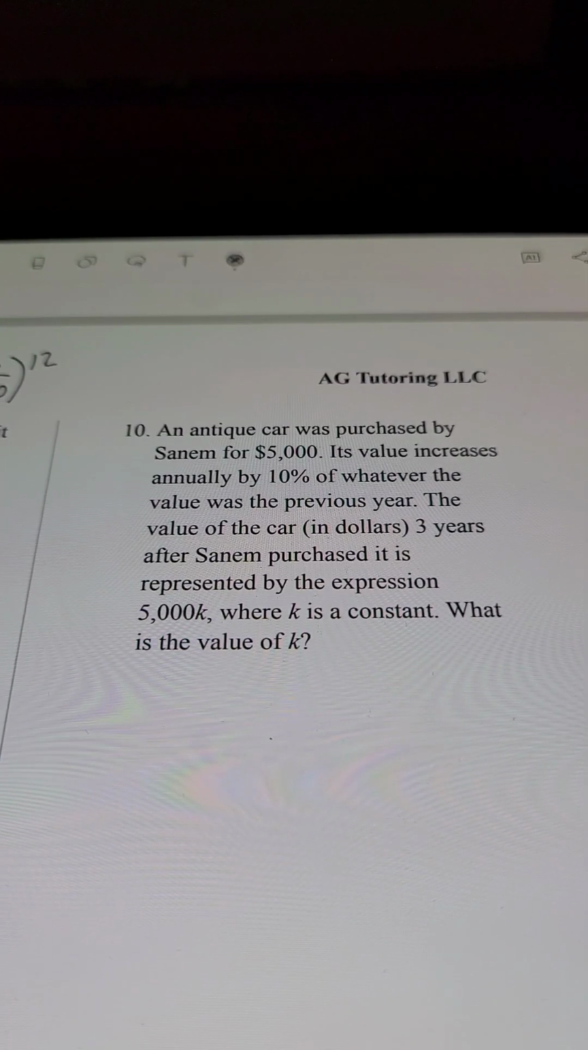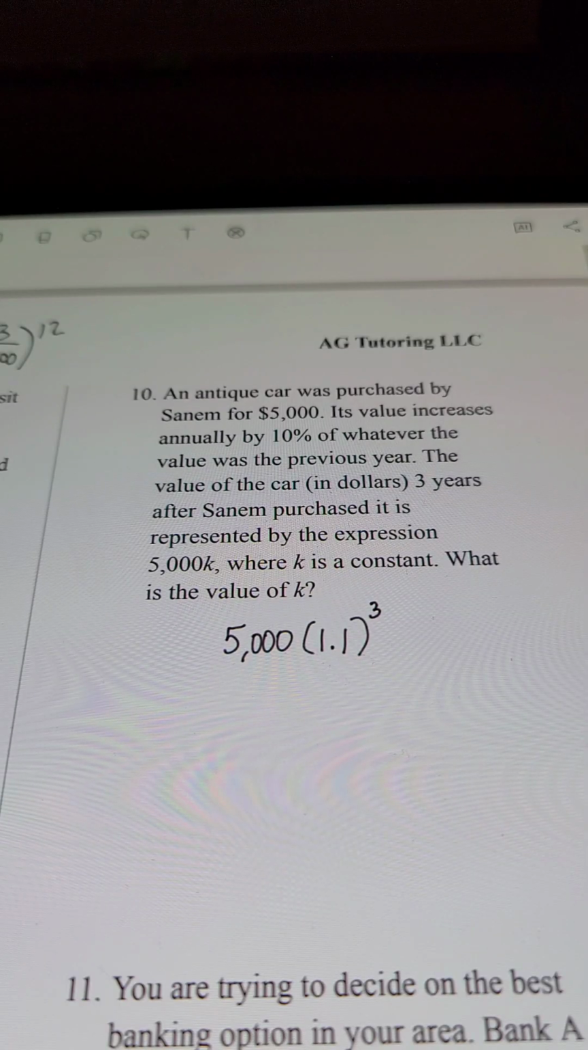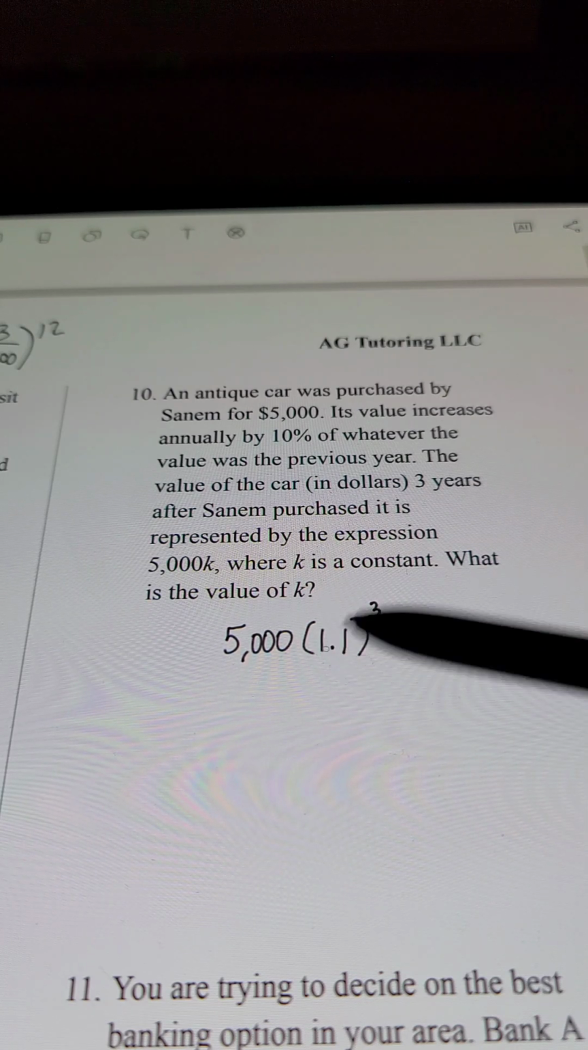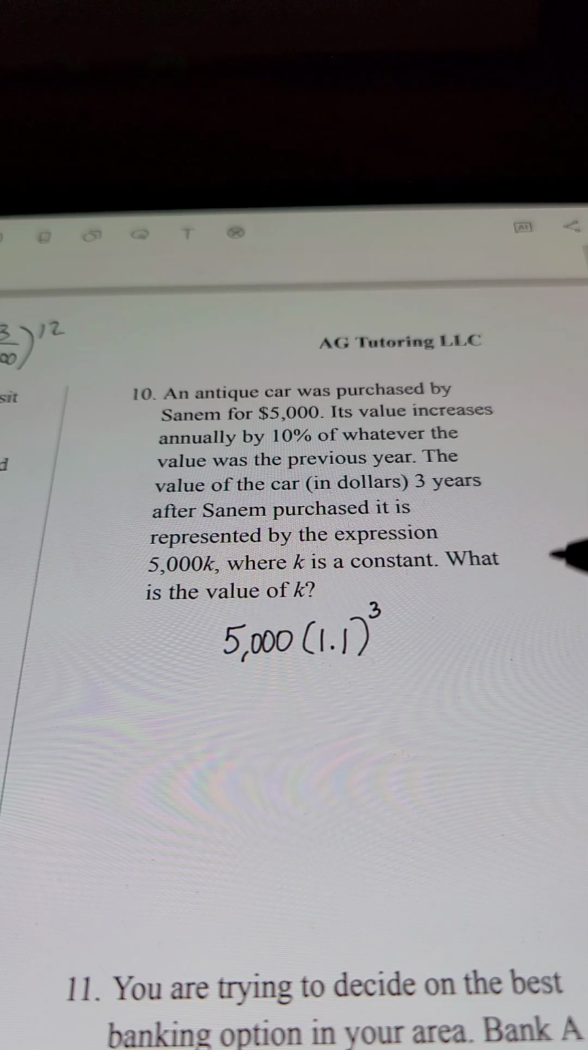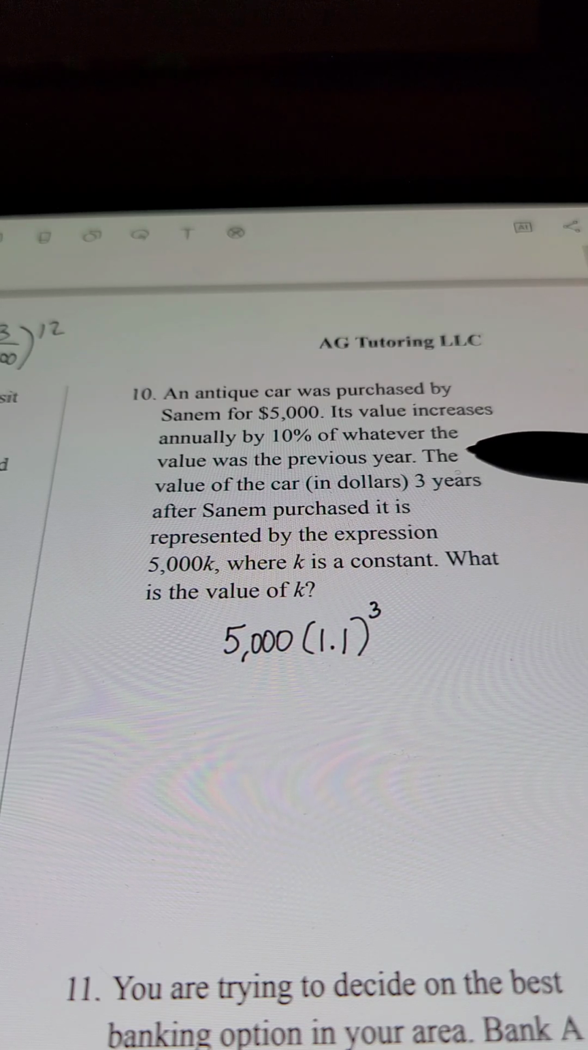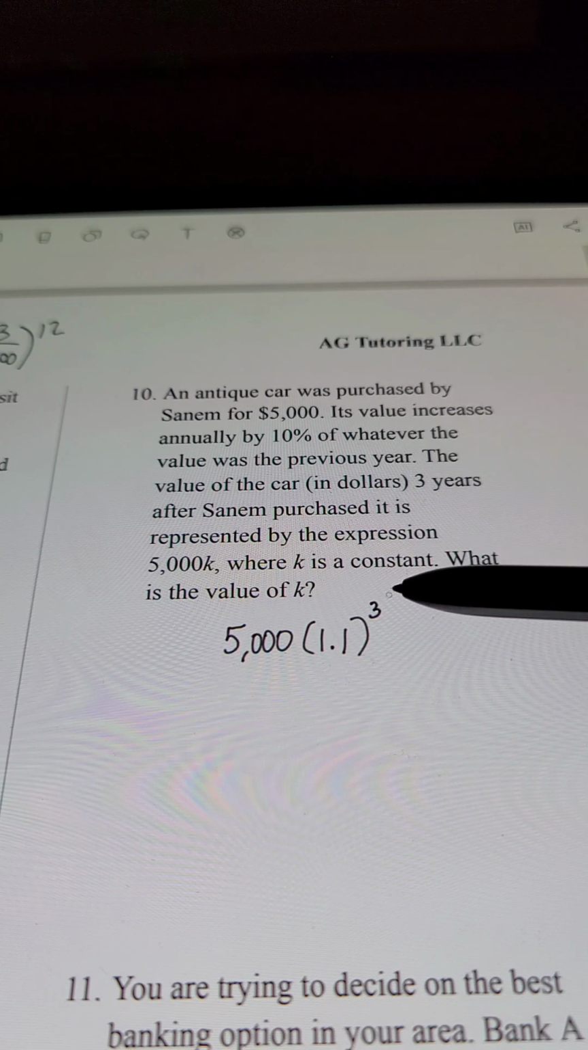Okay, pause for read number 10 if you haven't already. So this is an exponential function where we always just start with the initial 5,000. And then what goes in your parentheses that you're multiplying by each time would be 110%, which as a decimal would be 1.1. Because think about it, if it's increasing annually by 10%, you already have 100%. So increasing by 10% is 110%. So you have to multiply by 1.1 3 different times because we're talking about 3 years after she purchased it. So it has to be to the third power so that we multiply by that 3 different times.